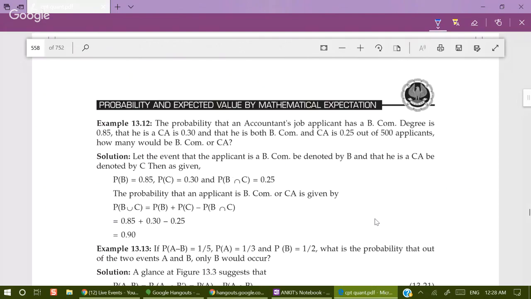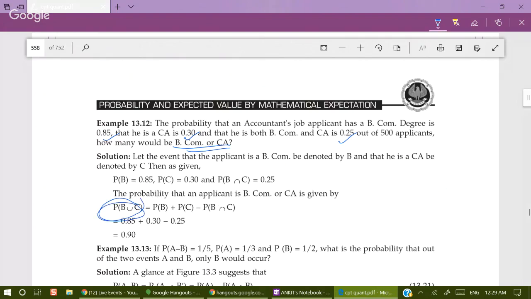The probability that an accountant's job applicant has a BCom degree is 0.85, that he is a CA is 0.30, and that he has both is 0.25. Out of 500 applicants, how many would be BCom or CA? BCom or CA means A union B. If we represent BCom by B and CA by C, then B union C is what we require.